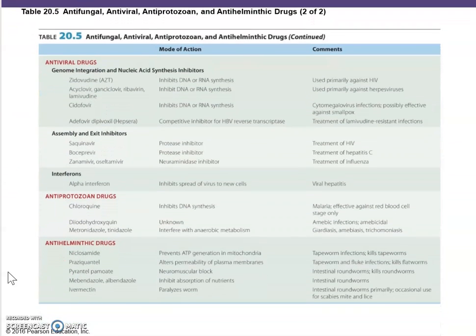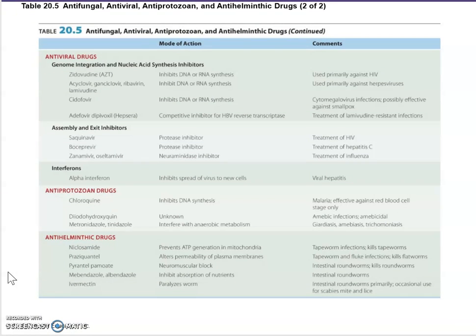And then we have drugs that prevent the genome integration or inhibit nucleic acid synthesis. There's AZT. That one is used to treat HIV. That one you might want to know about, this one in particular. And then acyclovir. This one here is a false nucleotide. It inhibits DNA and RNA synthesis. That one is given for people with herpes types of infections. A lot of times it's in creams that people use when they have cold sores, as an example.